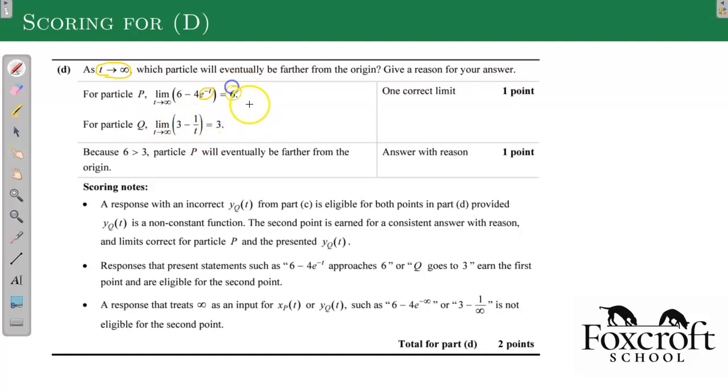Which one's farther to the right? It's 6. It's interesting, you only need one correct limit to get the first point. So if you just can do p, you still get 1 point. But of course, to get the answer right with a good reason, you need to do both.